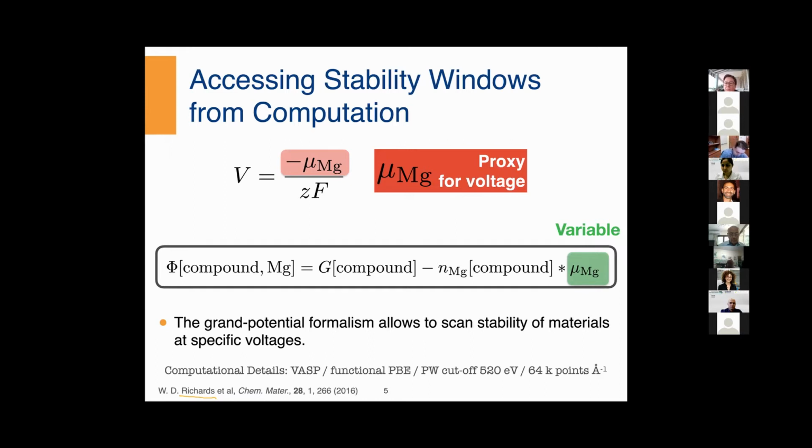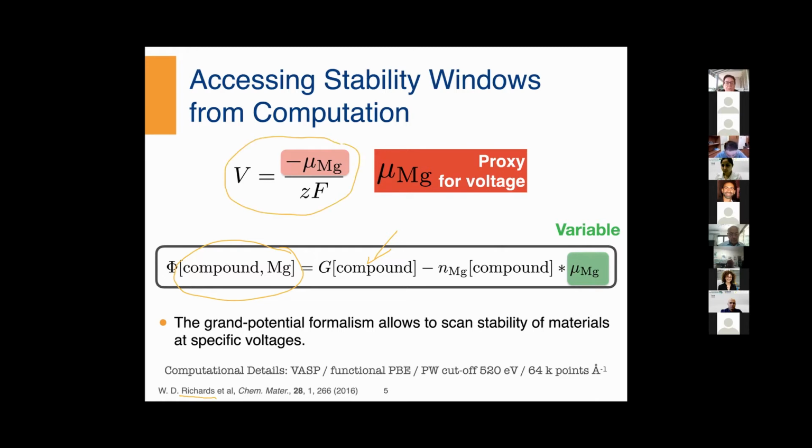So what you do is develop this thermodynamic function, which is called the grand potential, which now depends on the free energy. This is the free energy of your compound, but at variable magnesium chemical potential. So the advantage here is that you can fix the magnesium chemical potential at a specific value, and then you look at this grand potential phase diagram, which informs you on the stable phases at a specific magnesium chemical potential, hence voltage, due to this equation.